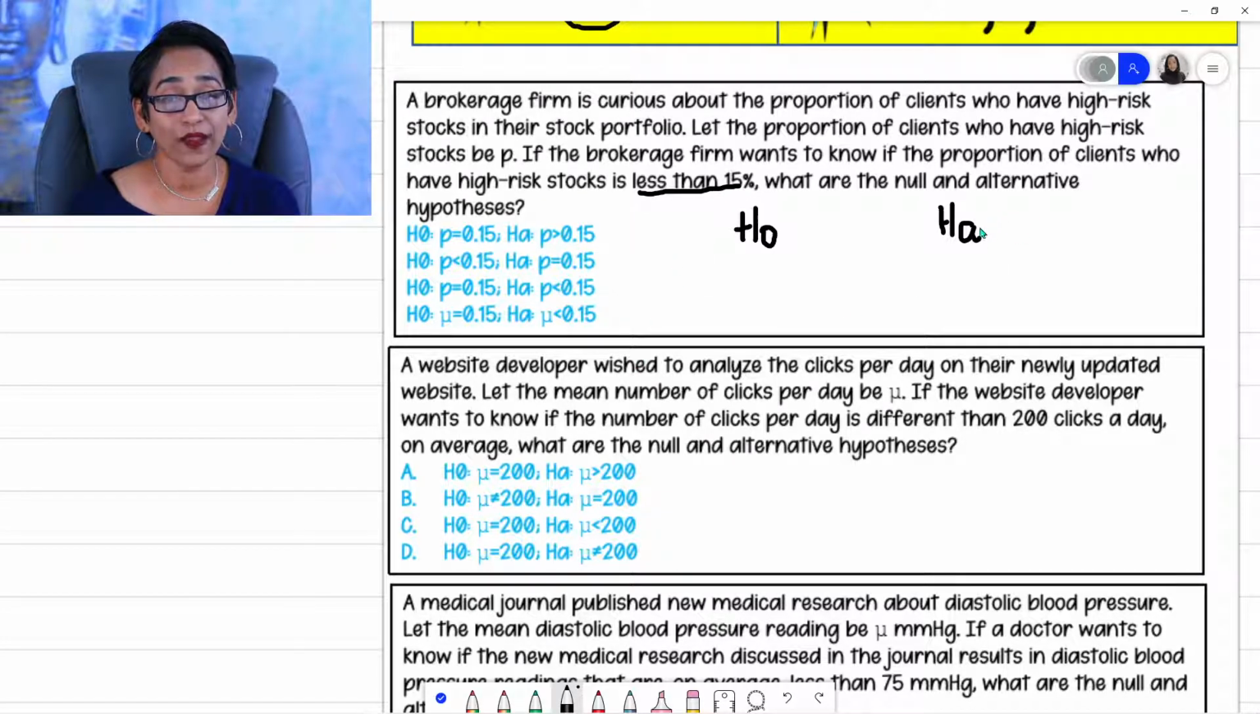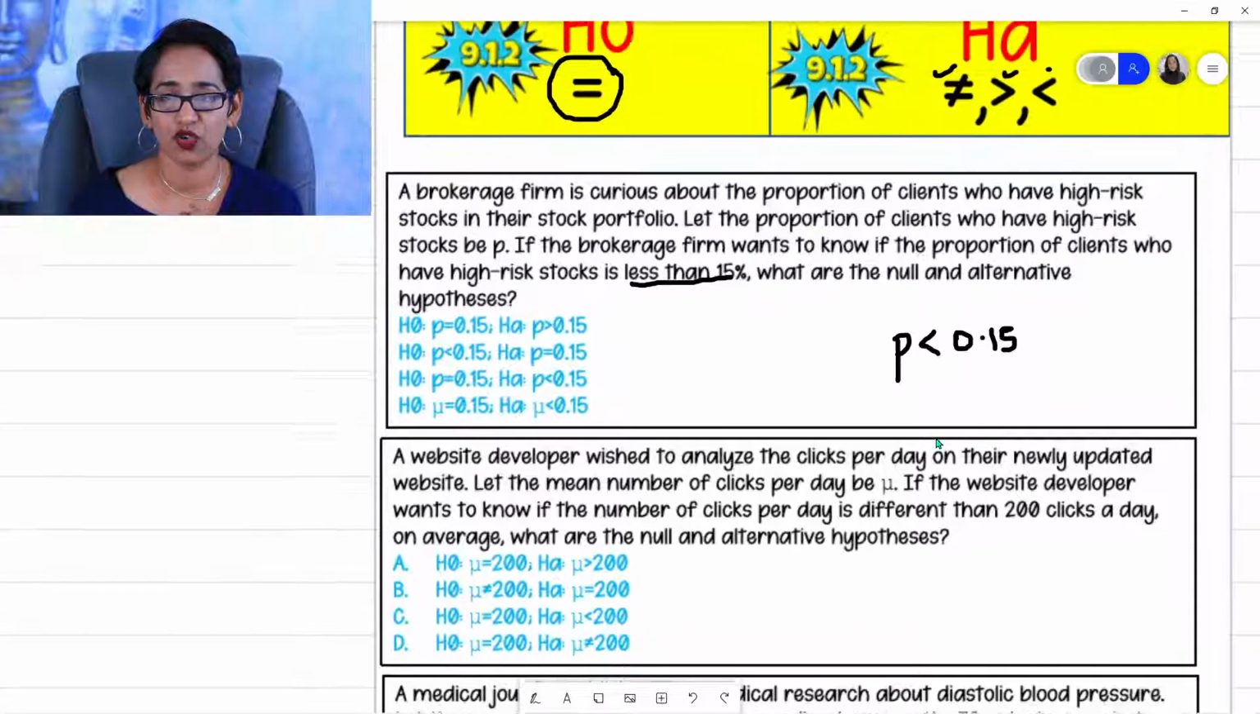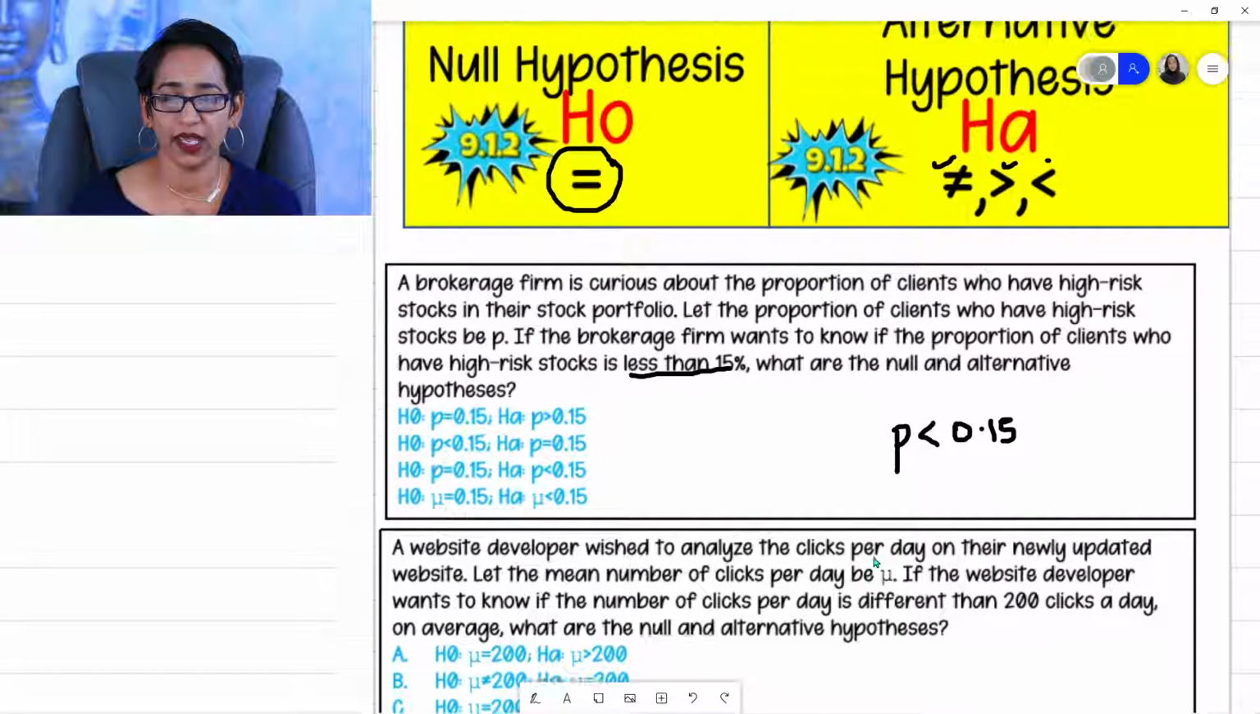So what are they claiming? They want to know if the proportion is less than 15%. You always start with your claim. That's what they want to know. This is less than. When it is less than, what do you think this is? Null hypothesis or alternative? Let's scroll up and look again.